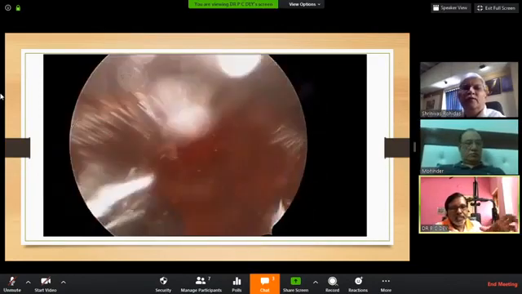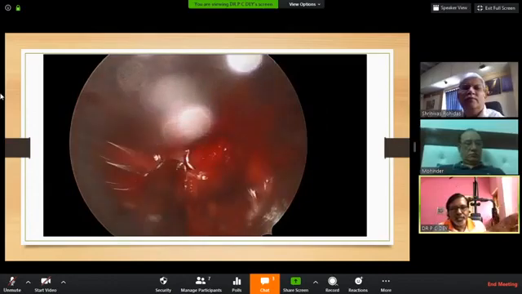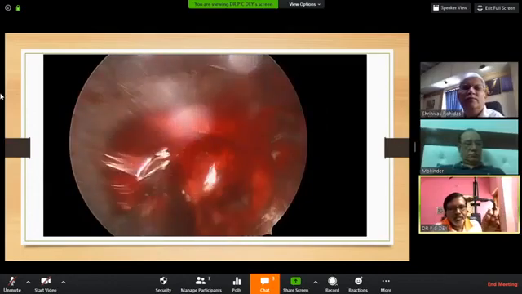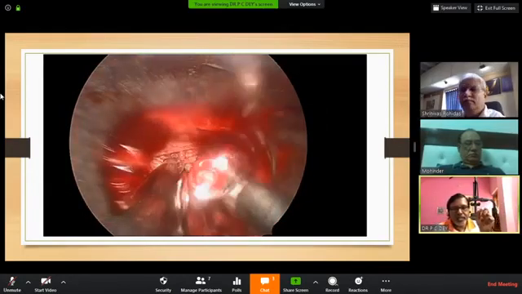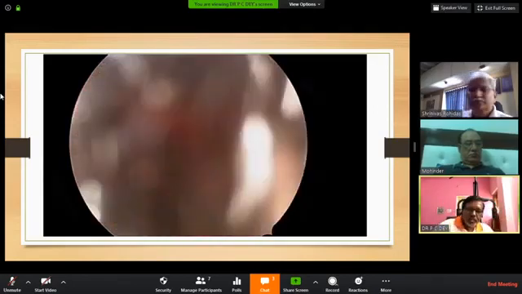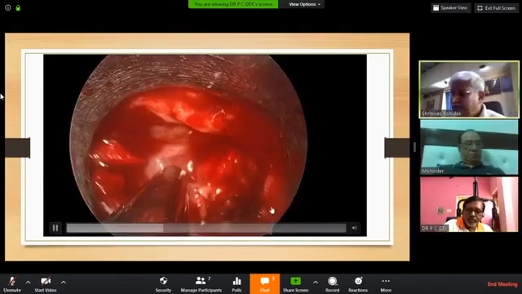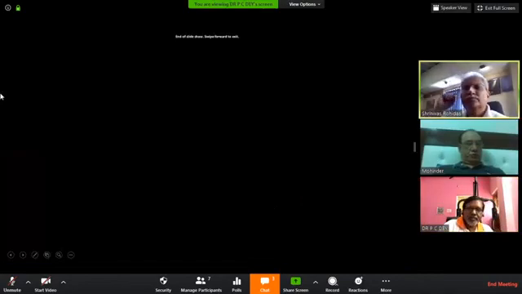This is the normal saline irrigation, so that we confirm there is no residual or free fragment left in this space. And then this completes your surgery. Okay? Can I ask one question in this? Yes.